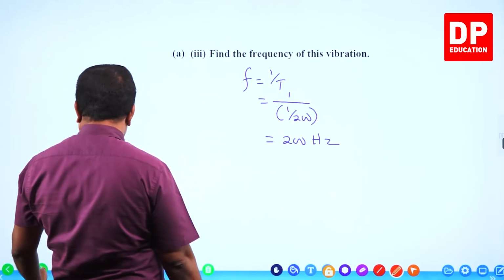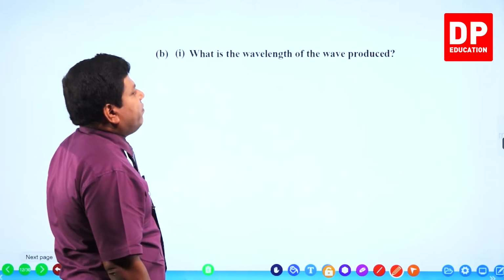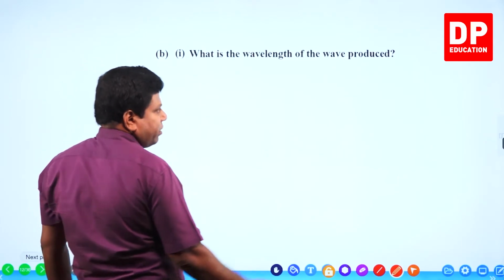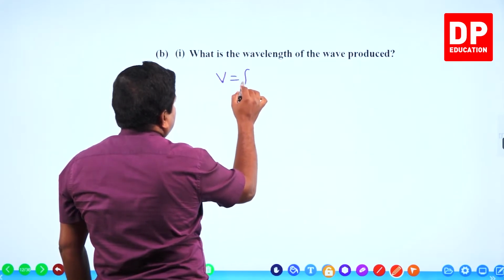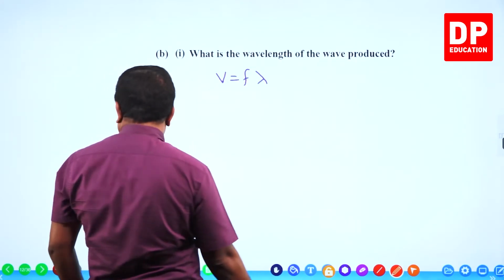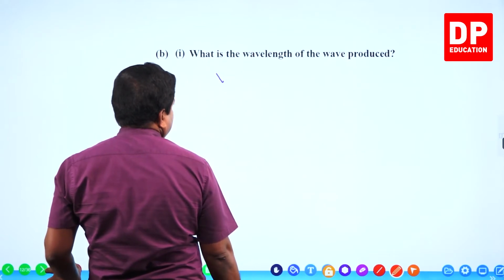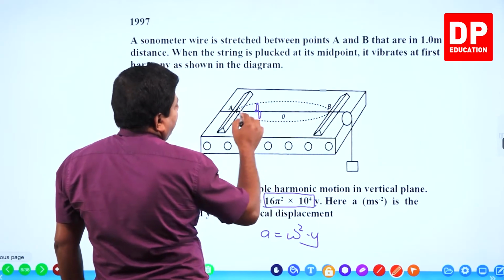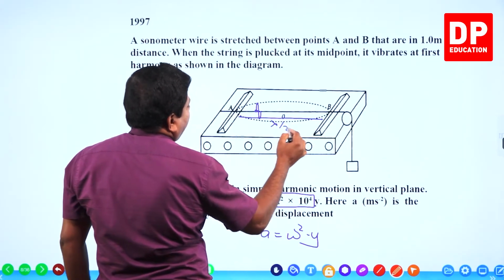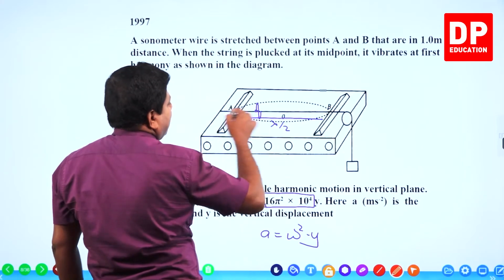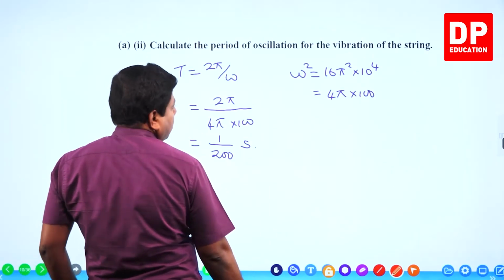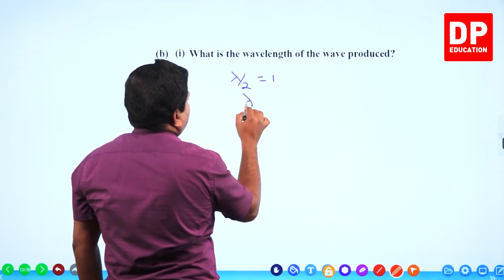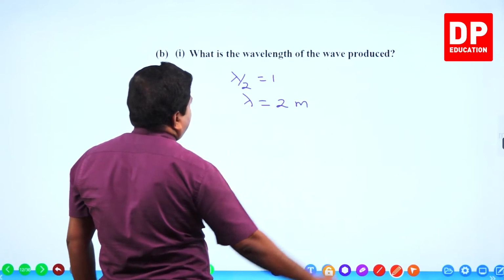What is the wavelength of the wave produced? V equals f lambda. Oh, we don't need V equals f lambda, because what we see there is the standing wave. Go and see that. This is the standing wave. And what we see here is lambda by 2, half of a lambda, and that's 1 meter. So we can say lambda by 2 is 1 meter, lambda is 2 meters.